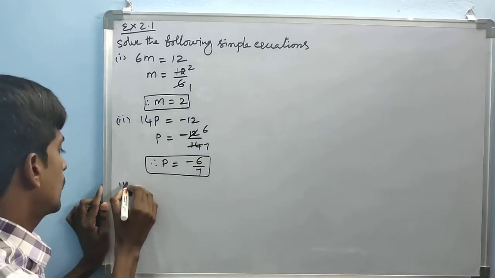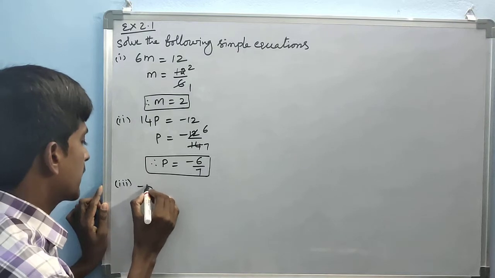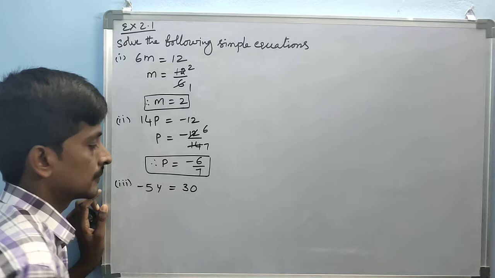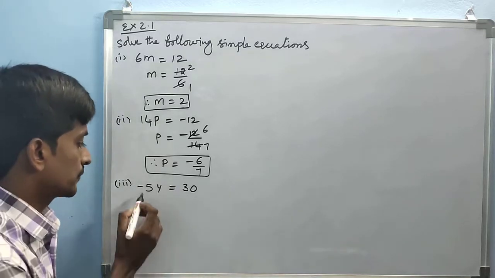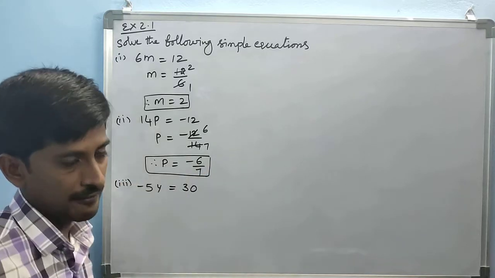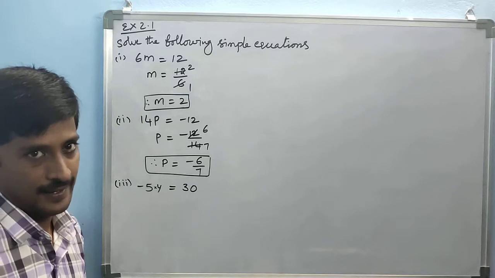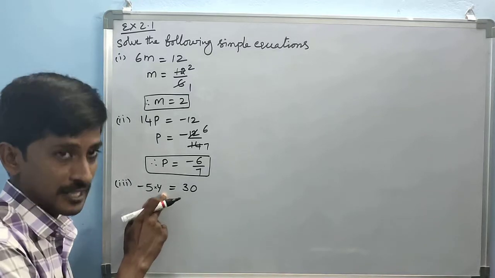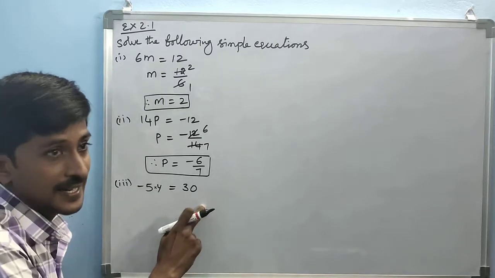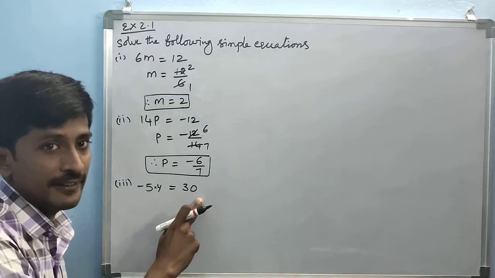Okay. What is the third one? Minus 5y equals 30. Here minus 5 transferred to that side actually becomes plus 5. But here it is minus 5 into y. Minus 5 is multiplied with y. So minus 5 transferred to this side becomes division.